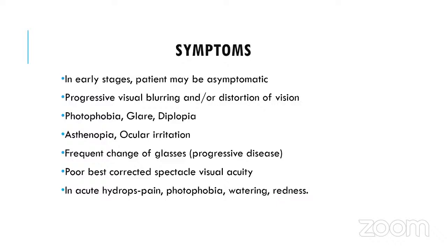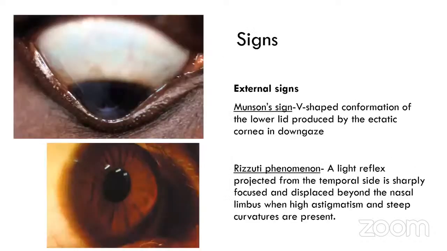Then patients in early stages are usually asymptomatic. There is progressive visual blurring or distortion of the vision. Photophobia, glare, diplopia can be seen. Asthenopia, ocular irritation is seen. Frequent change of glasses, as it is a progressive disease. Poor best corrected spectacle visual acuity. In acute hydrops, pain, photophobia, watering, and redness can be seen.